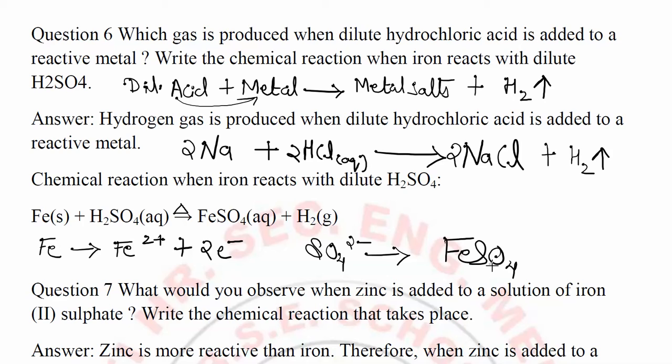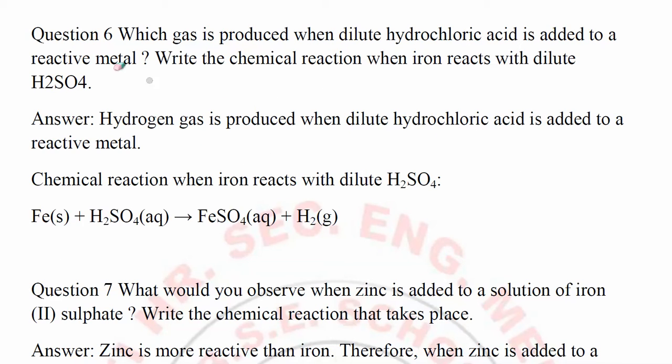So hence the answer here: hydrogen gas is produced when dilute HCl is added to reactive metals. When dilute HCl is added to a reactive metal, H2 gas, or hydrogen gas, will be released. And the chemical reaction when iron reacts with dilute H2SO4: Fe, which is solid, reacts with dilute H2SO4 to form ferrous sulfate plus hydrogen gas.